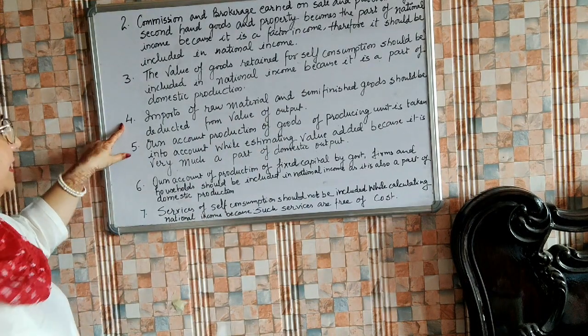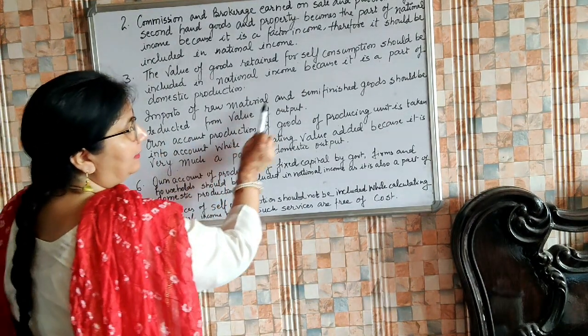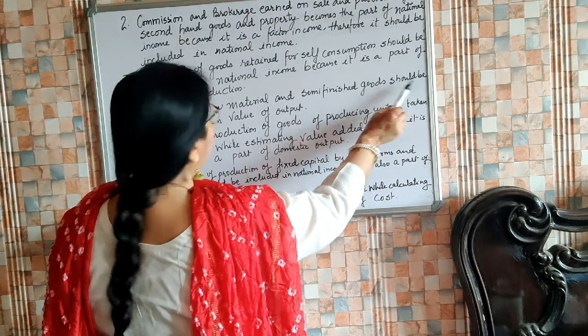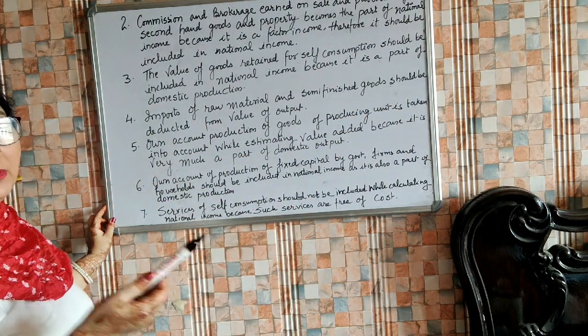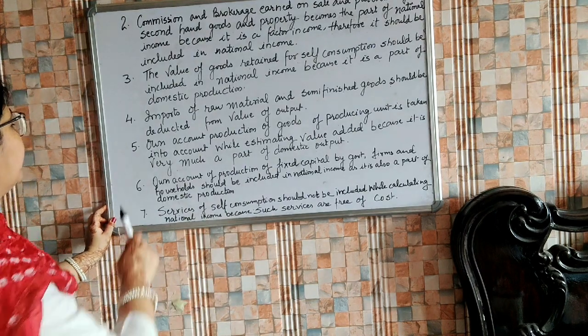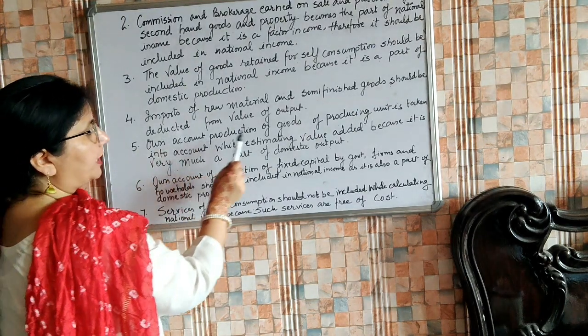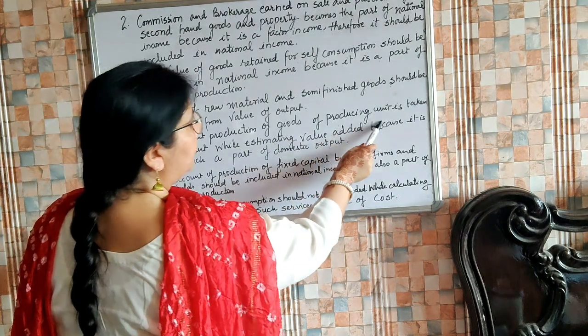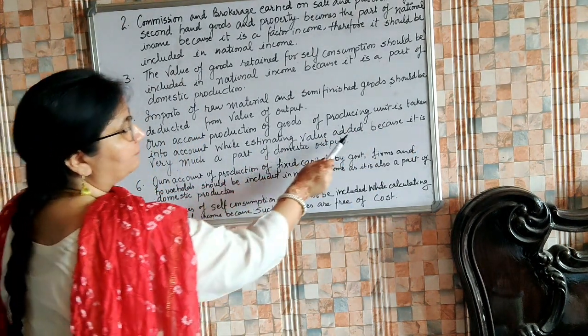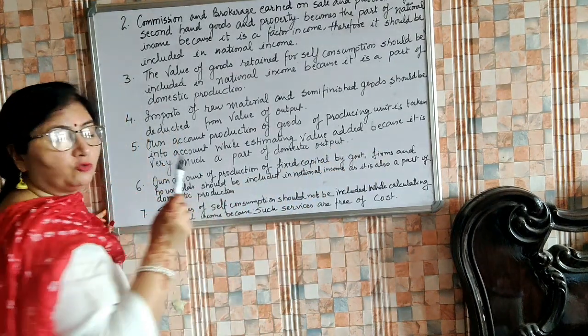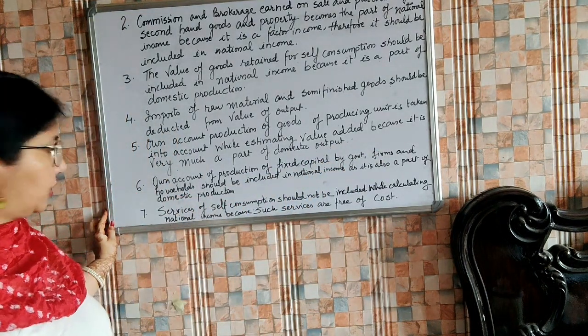Now the fourth, import of raw material and semi-finished goods should be deducted from value of output to get net value added. Now, own account production of goods and producing units is taken into account while estimating value added because it is very much a part of domestic production.